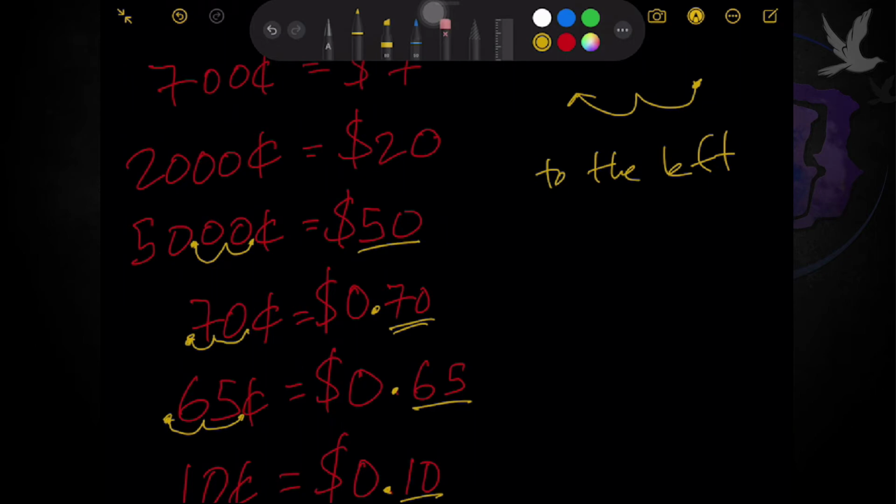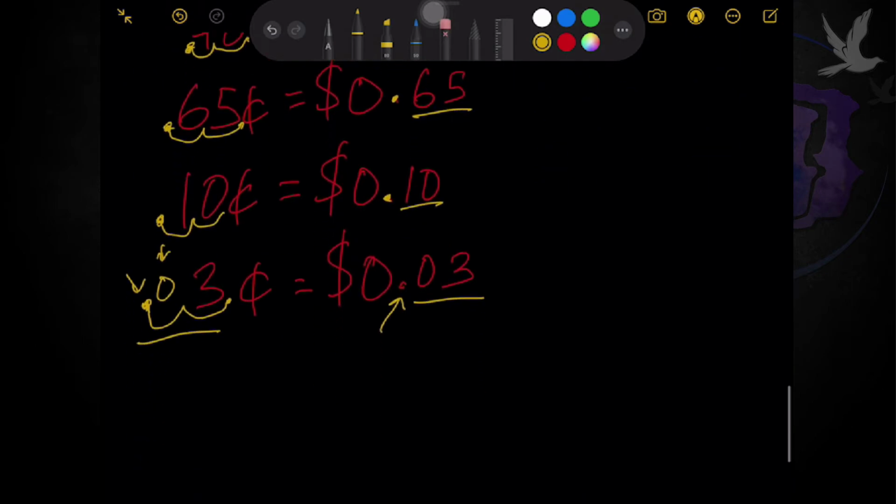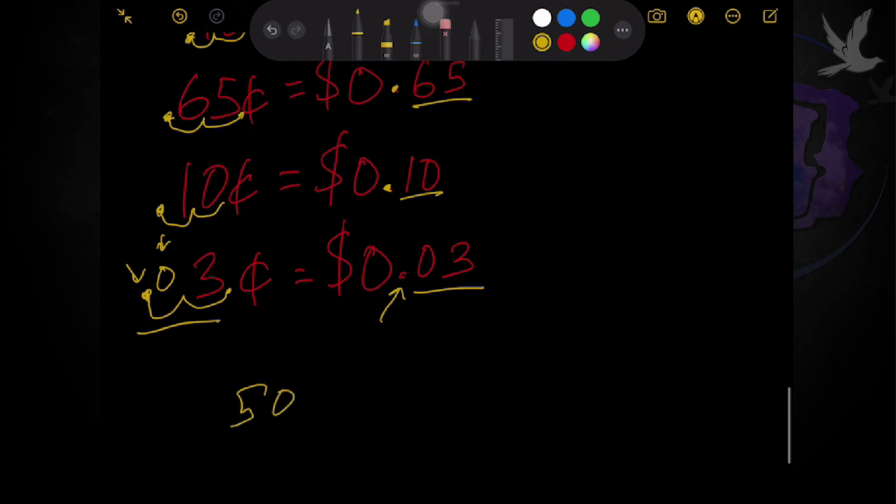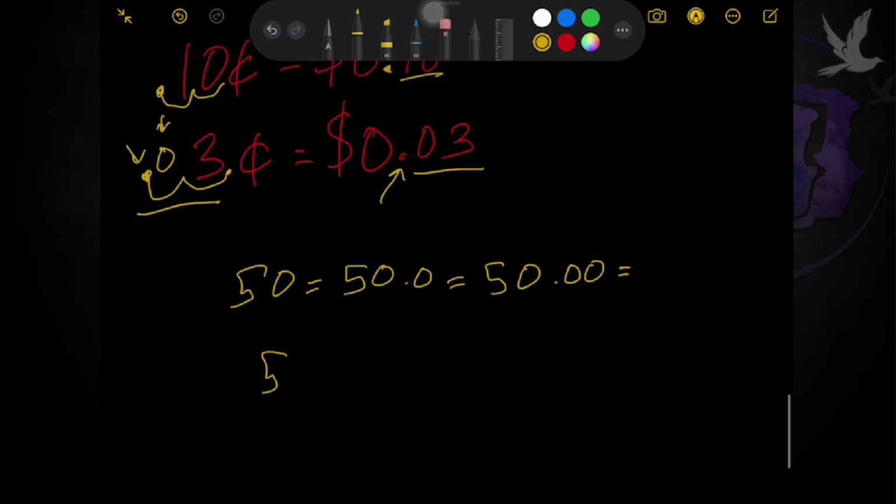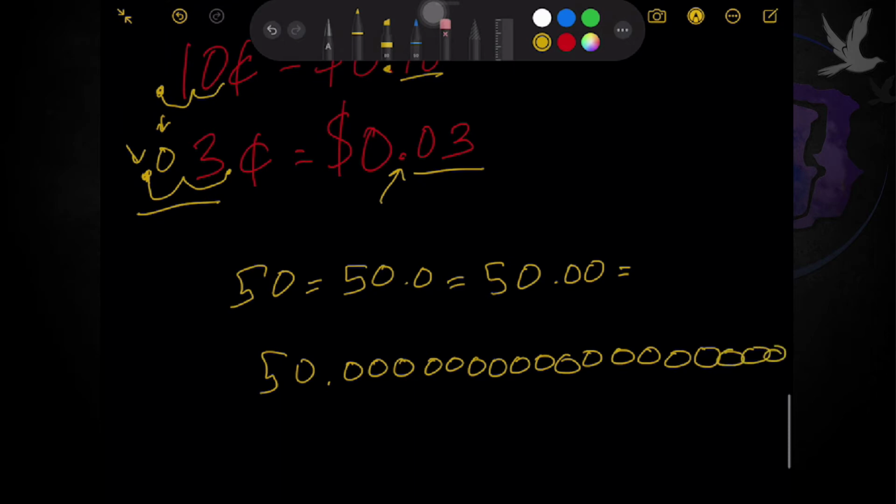Teacher Mark, can we add a point here and add 2 zeros? Yes. Because $50 or 50 is just the same as 50.0 and is also just the same as 50.00. And even if you're going to add lots of zeros, this will still be just the same as 50. Okay?